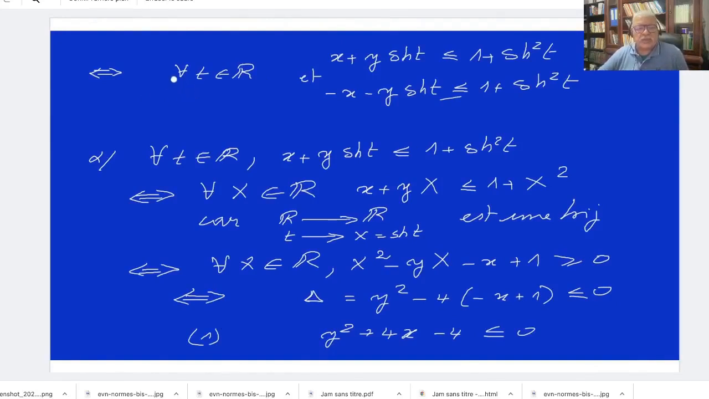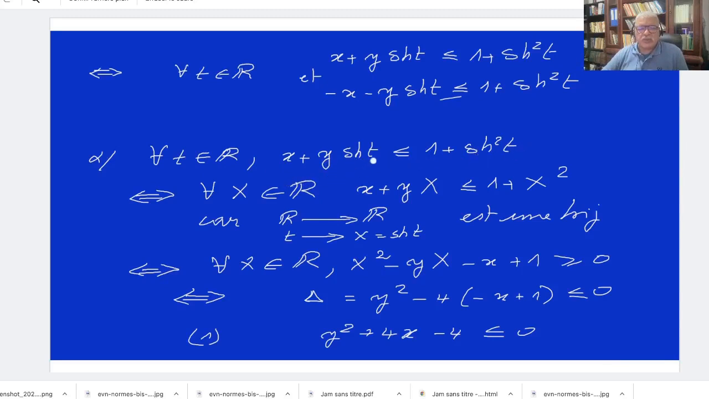So (x, y) belongs to B if and only if, for any t belonging to R, we have these two inequalities: x plus y sinh of t is less than or equal to cosh 2, that is to say 1 plus sinh 2, and x minus y sinh of t is less than or equal to 1 plus sinh 2. So let's start with the first inequality. For any t belonging to R, x plus y sinh of t is less than or equal to 1 plus sinh 2.